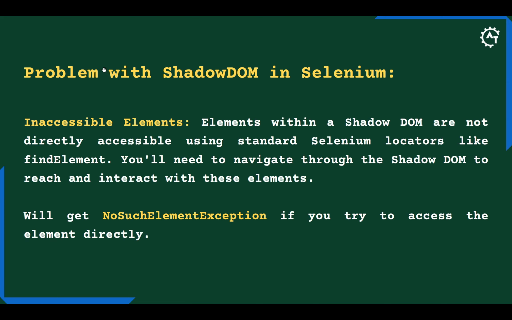You cannot access the elements inside the ShadowDOM directly. The inaccessible elements: elements within a ShadowDOM are not directly accessible using standard Selenium locators like find element. You will need to navigate through the ShadowDOM to reach and interact with these elements. So by using driver.findElement, you cannot find those elements inside the ShadowDOM in your Selenium. So what happens if you try to access those elements? Then you can get a no such element exception if you try to access the elements inside the ShadowDOM directly.